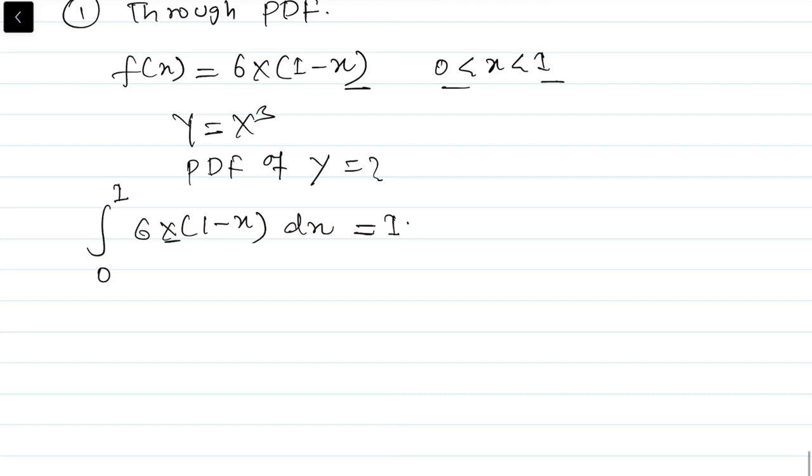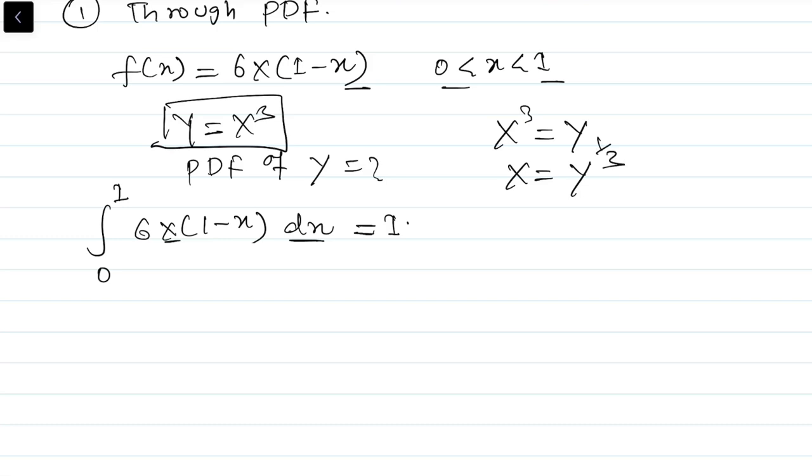So let's see what is the replacement for dx. We need to differentiate this transformation. So this is x cube equals y, so we can write x equals y to the power 1 over 3, right? Now we can differentiate this, dx equals 1 over 3 y to the power minus 2 over 3, 1 over 3 minus 1, which is minus 2 over 3, dy. So in place of dx, we can write this thing.